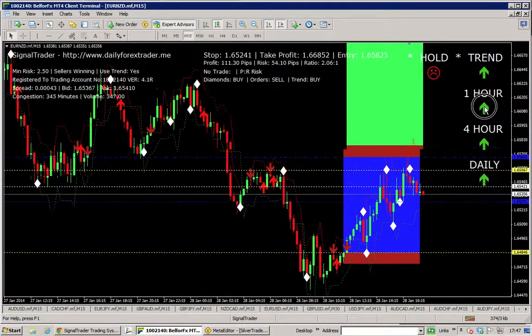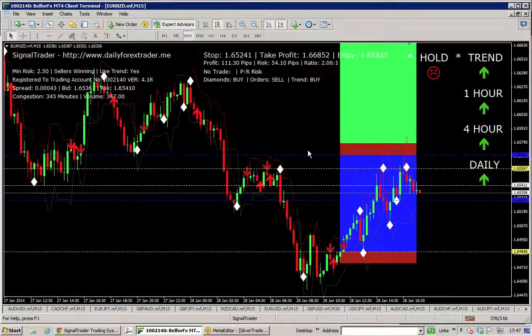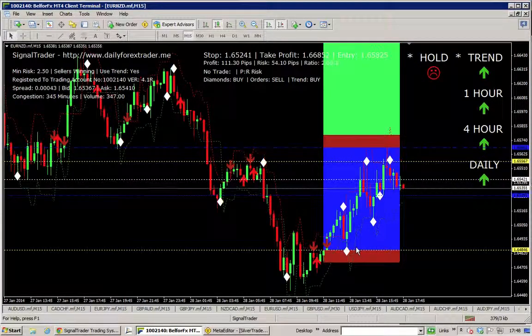Okay, so what's going on here? At the moment the sellers are winning. They're selling it. You can see that they've been bouncing up and down. So we had a sell down to here, then it went into a buy, then it's into a sell, then it's into a buy, then a sell, and up to here, and now the sellers are winning. So they are selling it, but the trend is bullish.